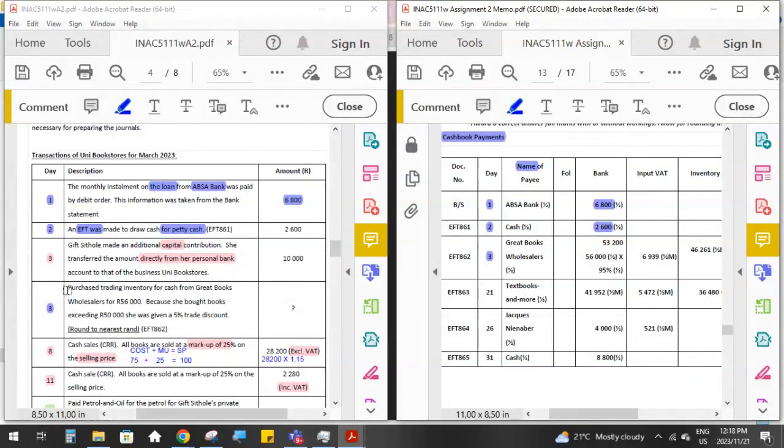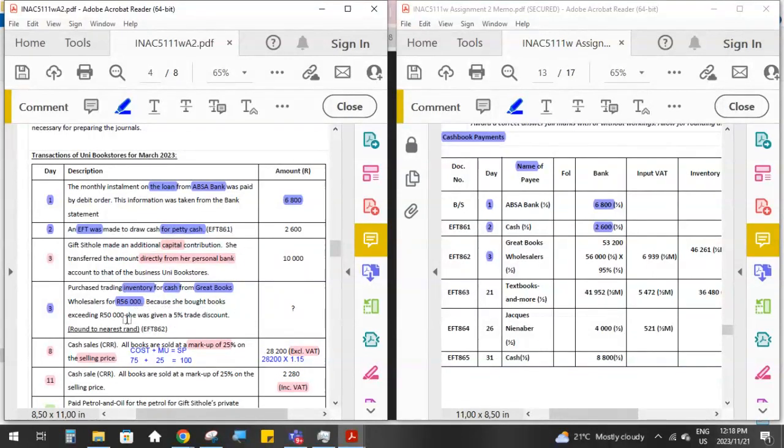Then on the third, we purchased trading inventory for cash, so cash book payments. From whom did we purchase it? From Great Books. So Great Books goes under name of payee. What's the total Rand value we paid for the inventory? For 56,000, because she bought books exceeding a certain amount. Okay. So the amount that we purchased was 56,000, including VAT. Remember, it told us all of these amounts include VAT except if they tell us otherwise.